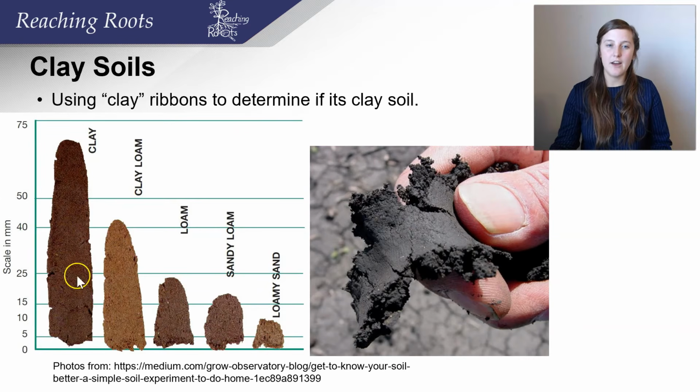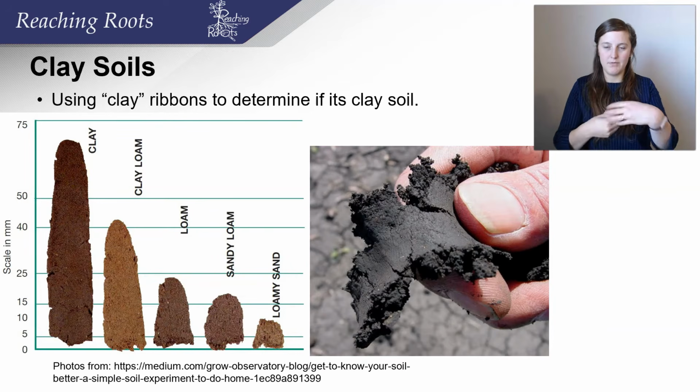Based on how long that ribbon is without it breaking out of your hands, so if you're forming the ribbon and it just breaks off, crumbles, that probably means that there's not very much clay in that soil. So the longer the distance of the ribbon that you can make, the more clayey that soil is. So a very long ribbon would be clay soil, a little bit shorter would be clay loam, not very much of a ribbon at all would be loam. A very short ribbon would be a sandy loam or a loamy sand.